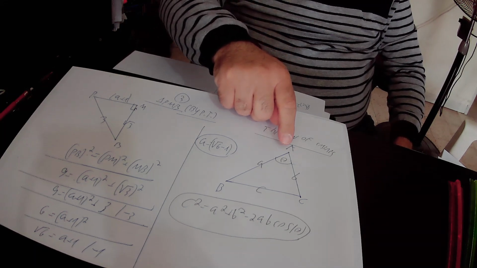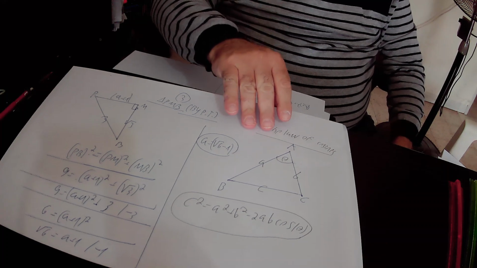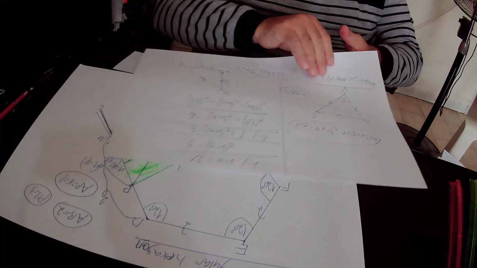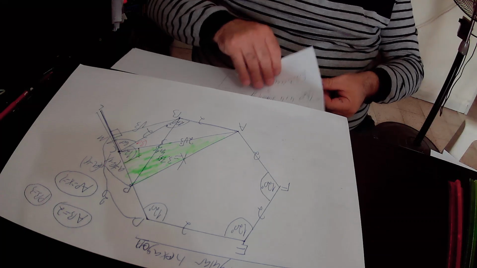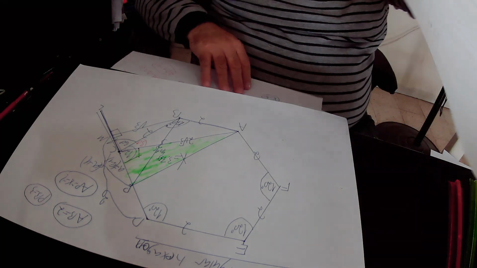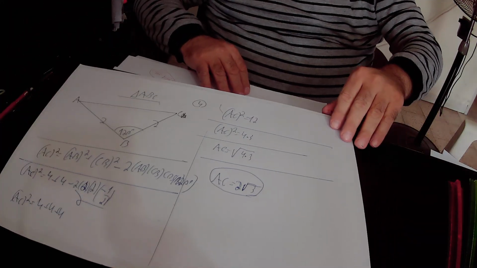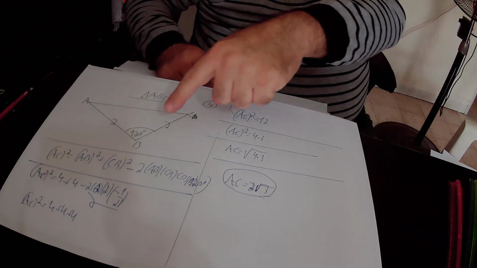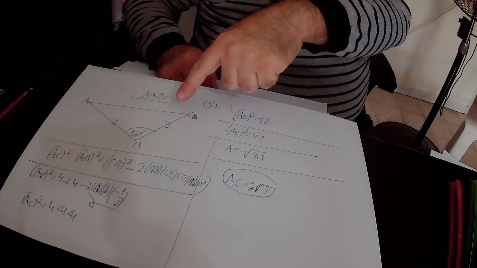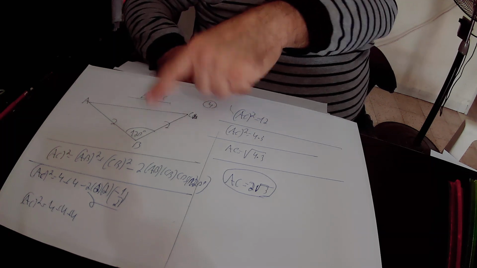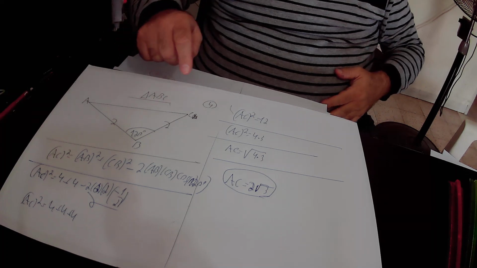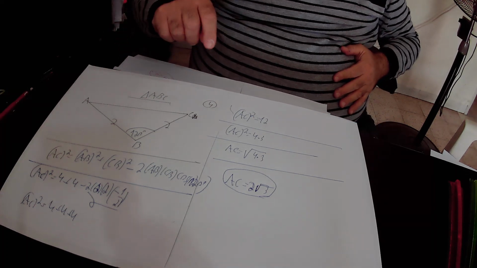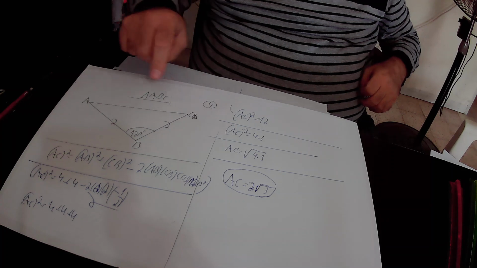Theta is the angle between side AB and side AC. We can implement the law of cosines in our triangle ABC. So I copied triangle ABC in a new page and implemented the law of cosines in this triangle. Side AB equals side BC equals 2 units, and this angle equals 120 degrees. The only missing side is side AC. So we implement the law of cosines in order to find the length of side AC.